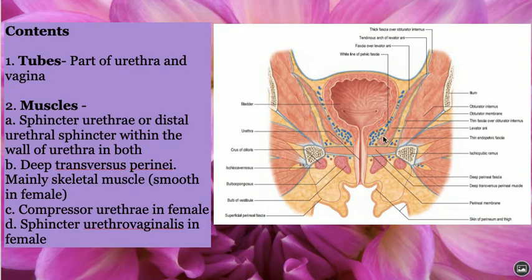So what does the deep pouch contain? It contains part of the urethra and vagina in females. Coming to the muscles, it contains the sphincter urethrae, or distal urethral mechanism, within the wall of the urethra in both male and female. The deep transverse perineal muscles, right? It is basically a skeletal muscle in male but smooth in female. Compressor urethrae in female and sphincter urethrovaginalis in female. What are these muscles? We'll discuss further on.